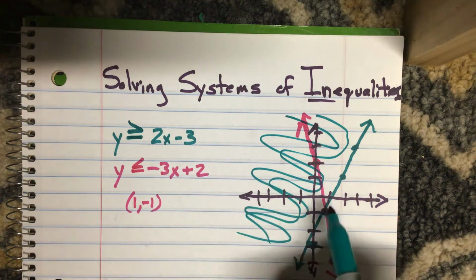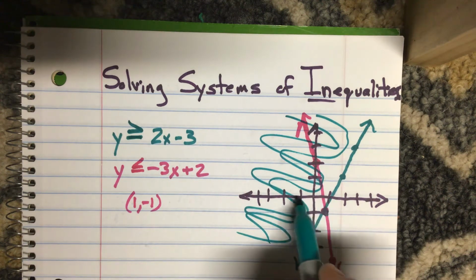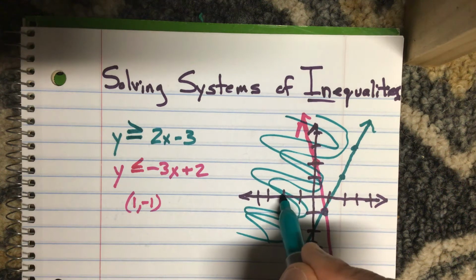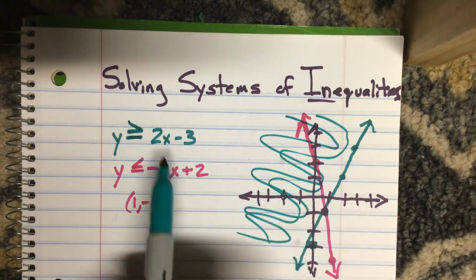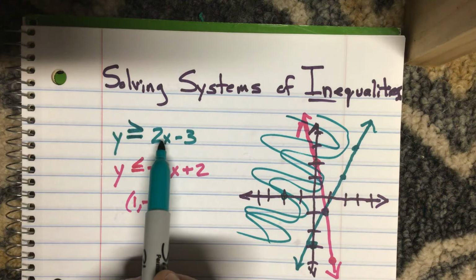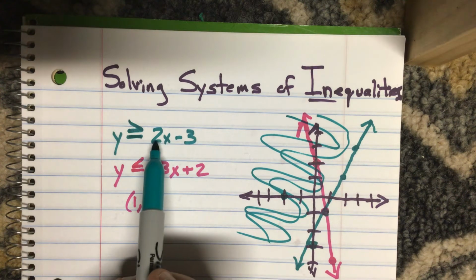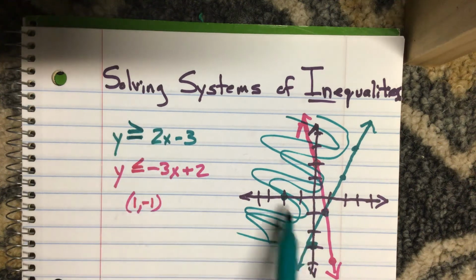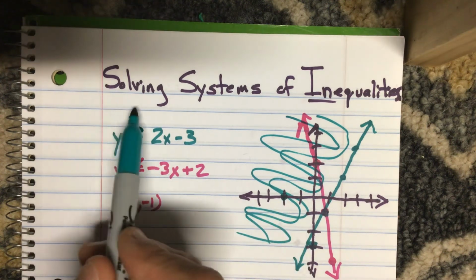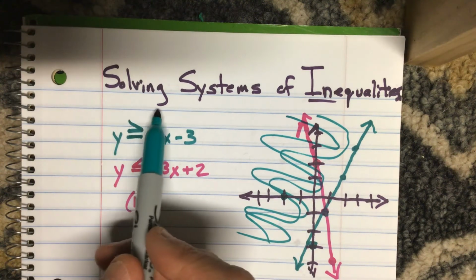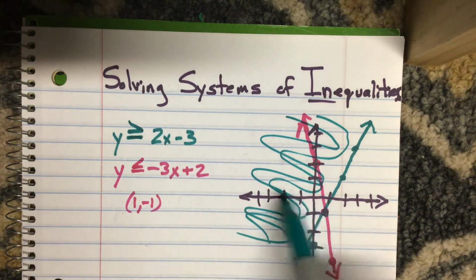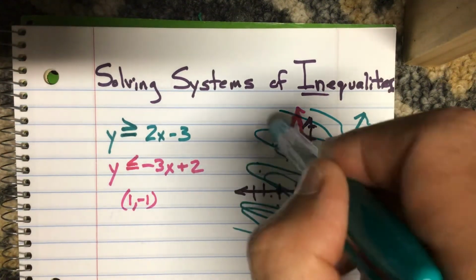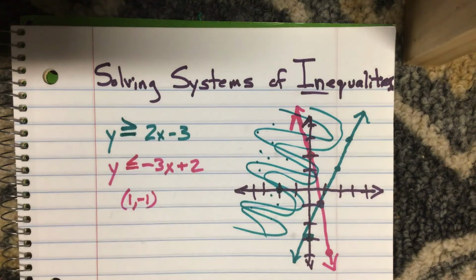So any point within here will make the y greater than when we plug the x value in. So let me just give you an example. If you plug in something simple like, we'll choose a point negative 2, 0. If I were to plug in negative 2 here, I would get negative 2 times 2, which is negative 4. Negative 4 minus 3 is negative 7. And the y value is 0, so 0 is greater than or equal to negative 7, which is true. So any point here is going to satisfy this inequality.